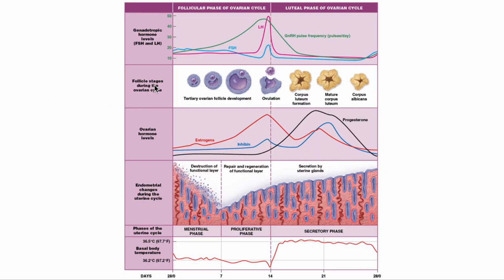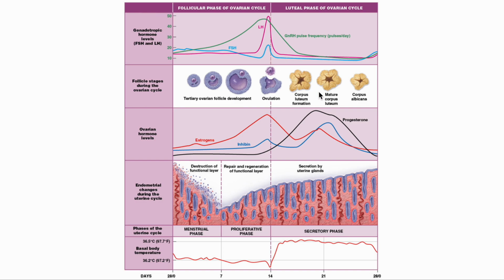You can also see it happening here in this beautiful chart. We can see our little tiny follicles developing into a tertiary follicle, then the egg being released at ovulation in response to peaks in LH and FSH and also estrogen.